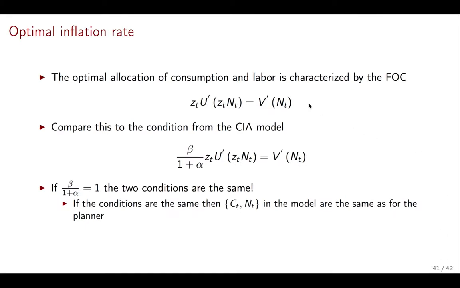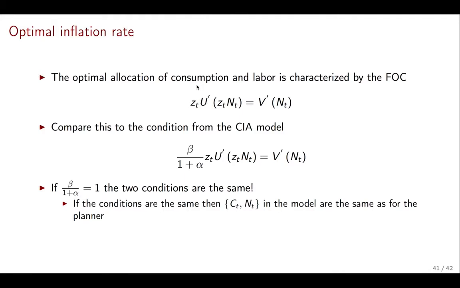So the optimal allocation is characterized by the first order condition of the planner. And the first order condition of the planner is equating the marginal cost to the consumer of working an additional hour with the marginal benefit. In that hour, the consumer is producing Z_t units more, and it's consuming them, which is going to give it a marginal utility value here. So this is how the planner is weighing the different options of how much to work.